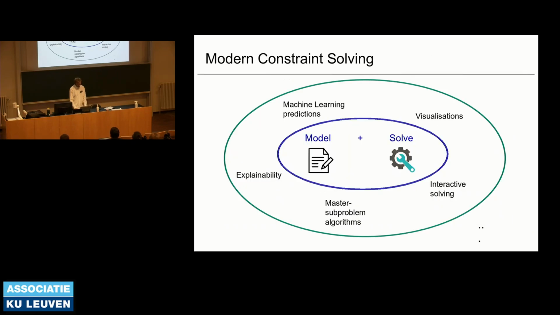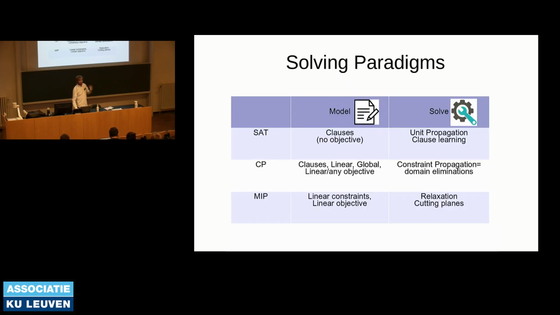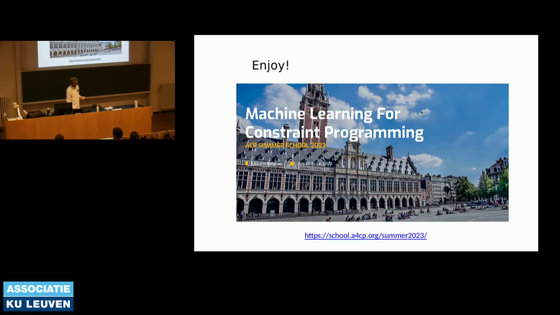Okay, I won't explain the explanations, but I've talked to you about the changing role of model plus solve. I talked to you about how CPMPI is able to encode to very different types of solvers, a very little bit about how each of these solvers work, and the rest is, of course, to be continued, namely different ways that now learning can be integrated with that modeling and with that solving. So, thank you very much.